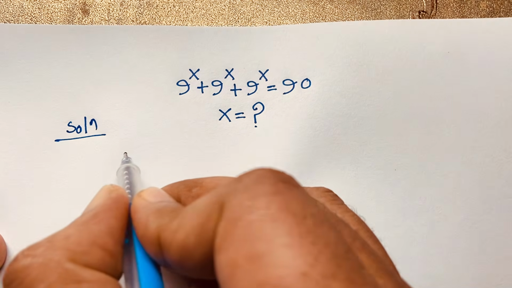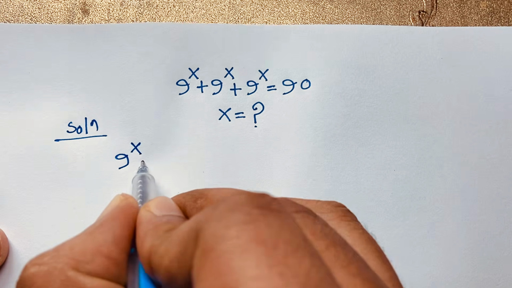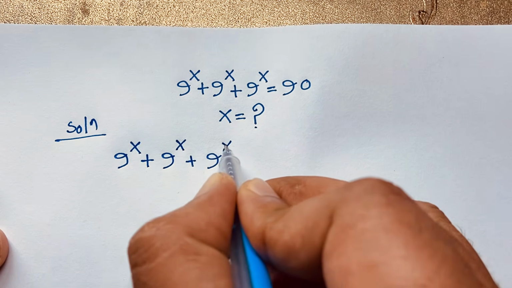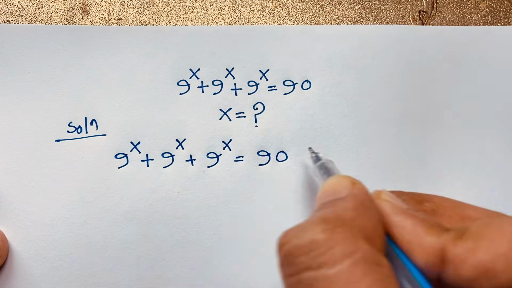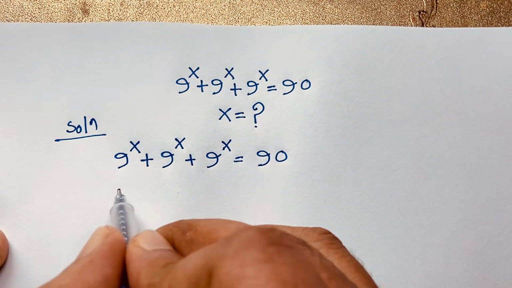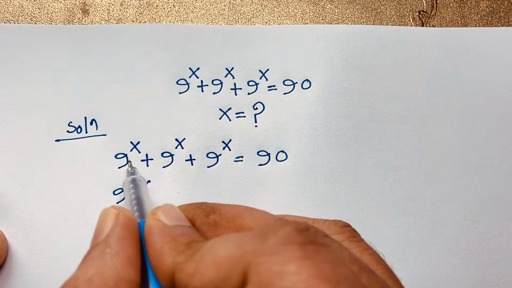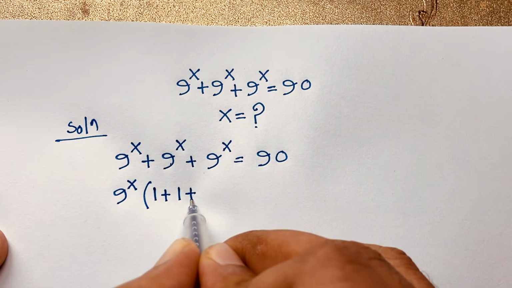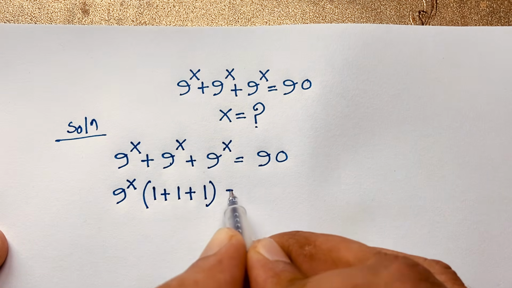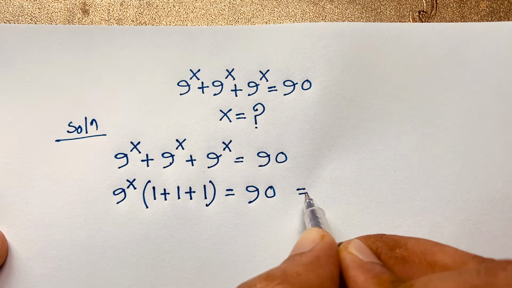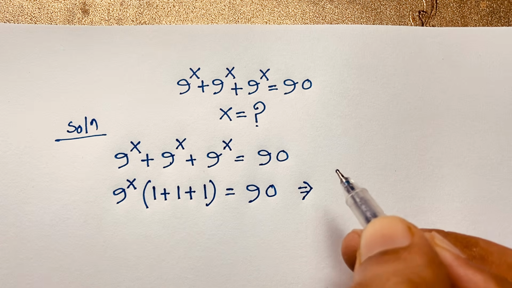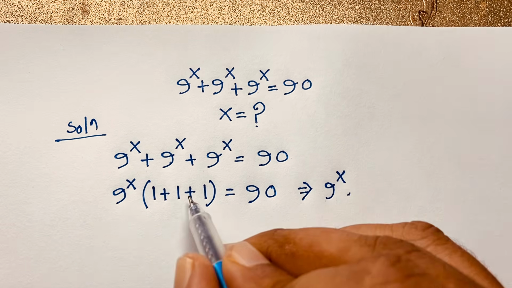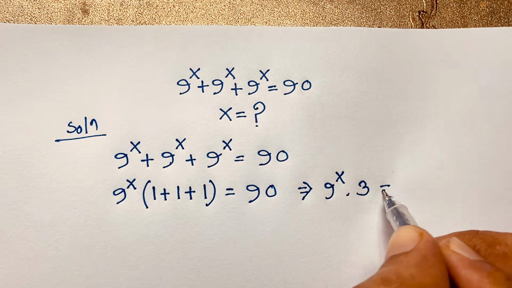First of all, I take our question, which is 9 to the power x plus 9 to the power x plus 9 to the power x is equal to 90. Now, at this moment, you can say here 9 to the power x is common. So this divided by this is 1, plus this divided by this is 1, plus this divided by this is 1, is equal to 90. Then you can see easily here 9 to the power x times (1 plus 1 plus 1), this is 3, is equal to 90.